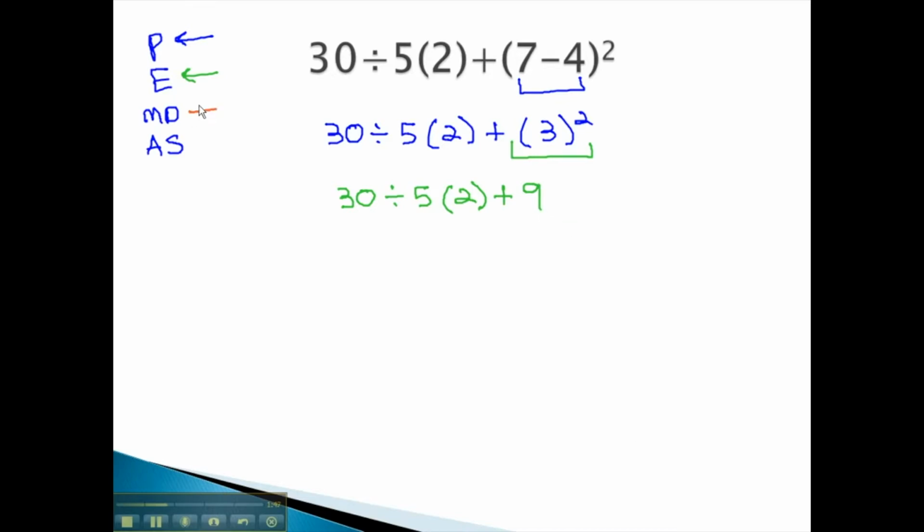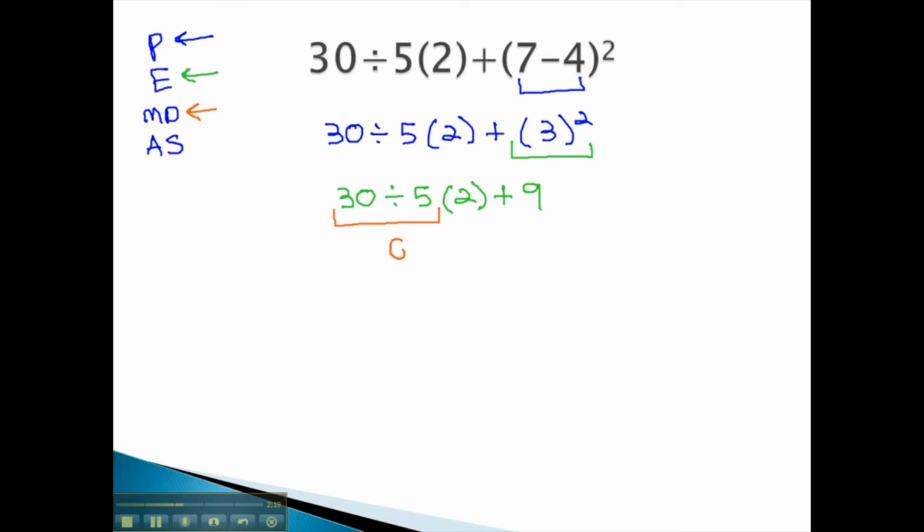Now we're ready to move on to multiplication and division. Be careful, here is another common error students make. What should be done first? In this problem, we should be doing the 30 divided by 5 first. Remember, if there is both multiplication and division in the same problem, we must work from left to right. Sometimes, as in this case, division comes first. Other times, multiplication comes first, as we work from left to right.